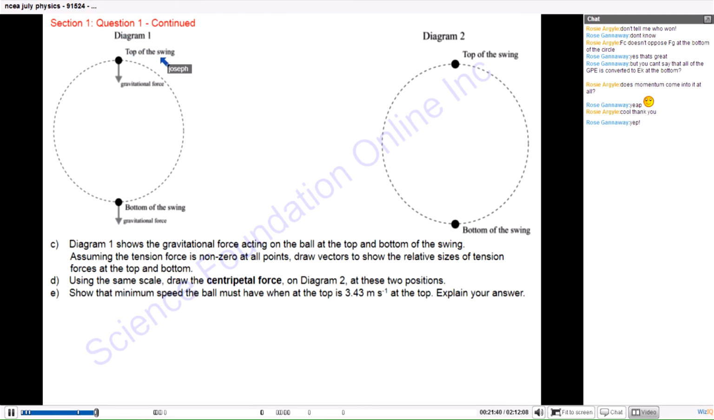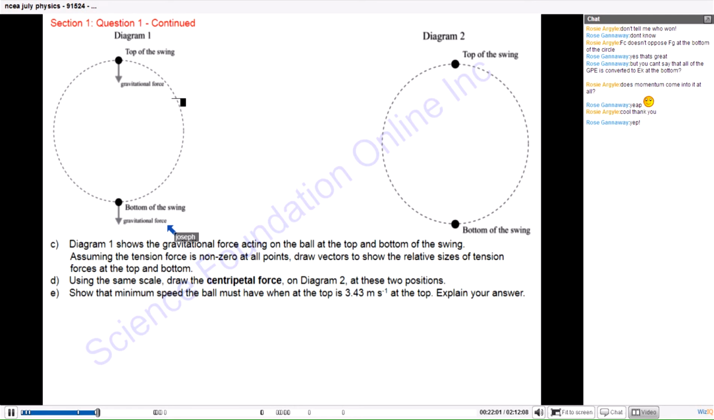Diagram 1 shows the top of the swing. Gravitational force is acting downwards. At the bottom of the swing, gravitational force acts downwards. That's logical, towards the center of the earth. And then they've drawn a diagram 2, and that's probably where we are meant to draw certain things.